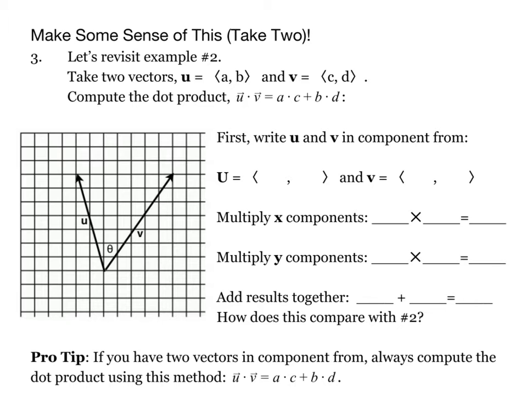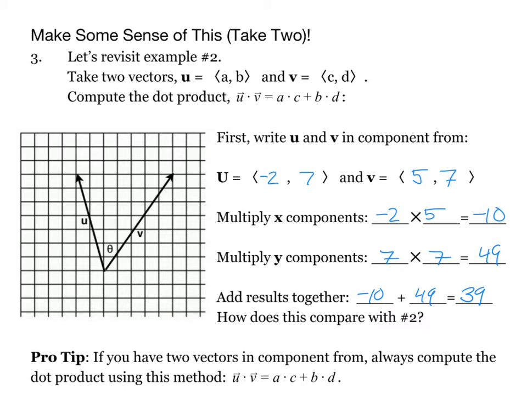So looking at vector u, its components are -2 and +7. So 2 units to the left and 7 units up. Vector v is 5 units to the right and 7 units up. So now we'll multiply the x components. That's going to be -2 times 5, which is -10. Multiply the y components. 7 times 7 is 49. Add those results together. -10 plus 49 equals 39.